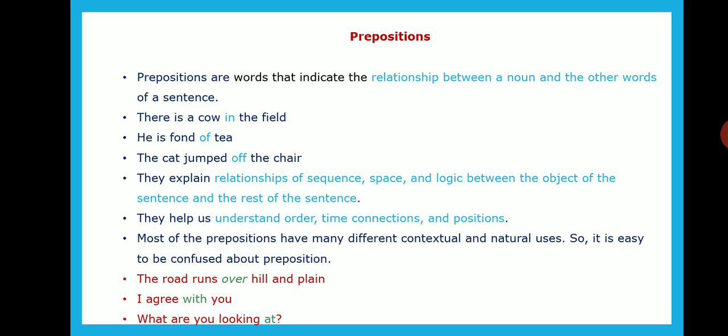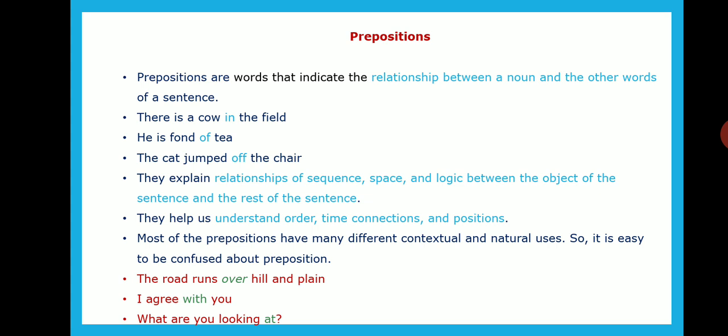What are prepositions? Prepositions are words or phrases that connect a noun or a pronoun to a verb or adjective in a sentence. Prepositions are words that indicate the relation between a noun and other words in a sentence. So it can be a relation between a noun and an adjective or a noun and a verb. Let us look at the first example. You read along with me.